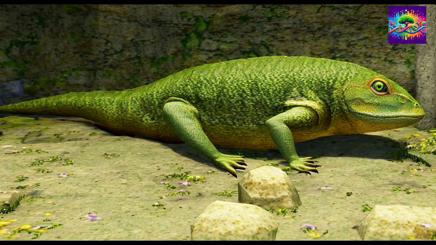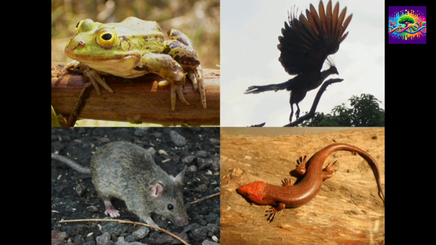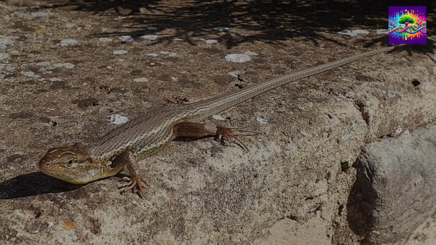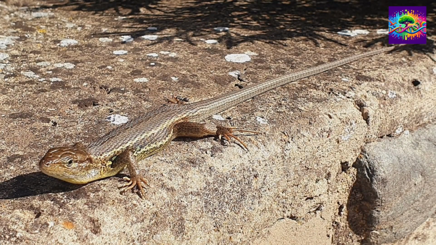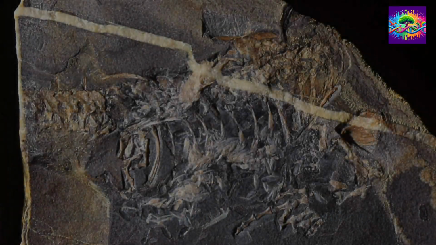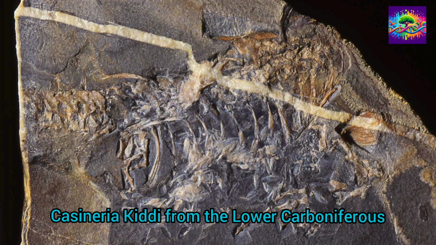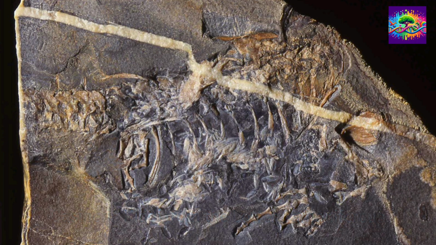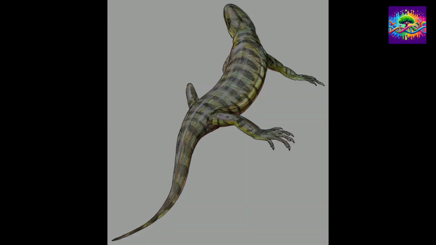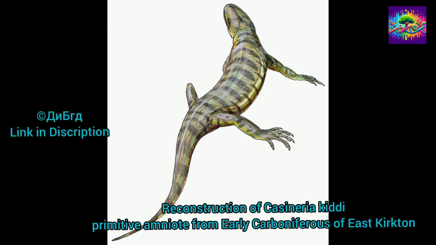The common ancestor of amniotes is considered to be a primitive amniote rather than a specifically named species or individual. There are a few potential candidates and groups. 1. Casineria, a small, lizard-like creature that might be closely related to early amniotes, showing features like legs with toes adapted for walking on land.